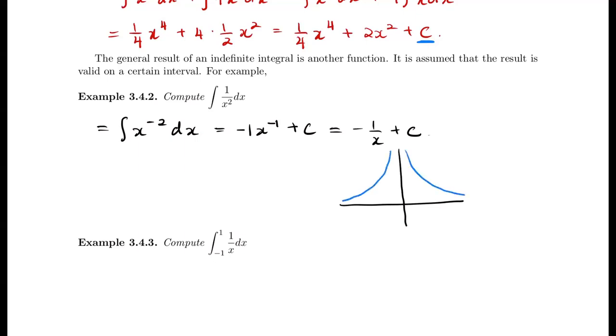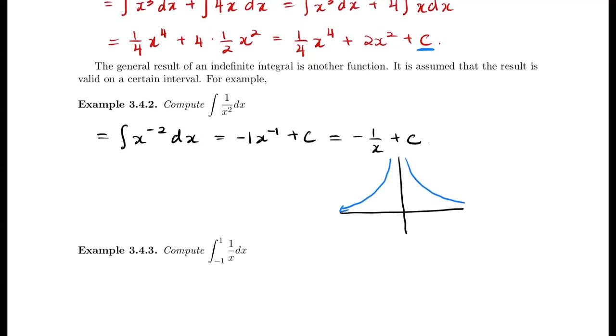So say that we have this graph here, which is 1 divided by x squared. But we also note that, if we assume that the result is valid for this region here, we have a vertical asymptote at x equals 0. So that's what we could assume here.